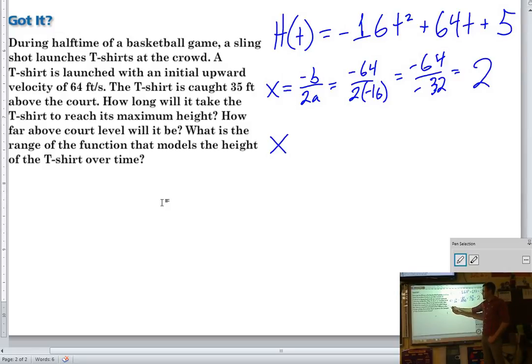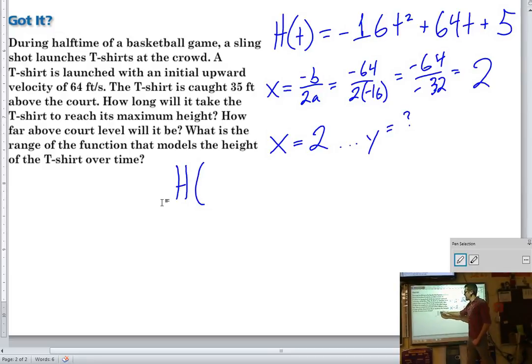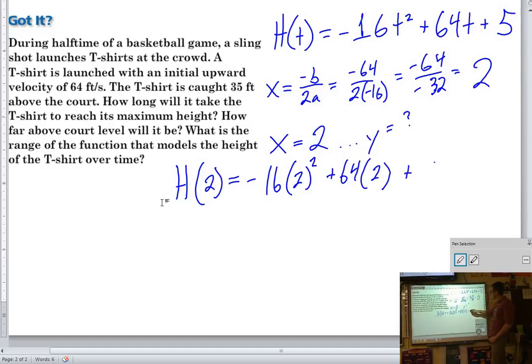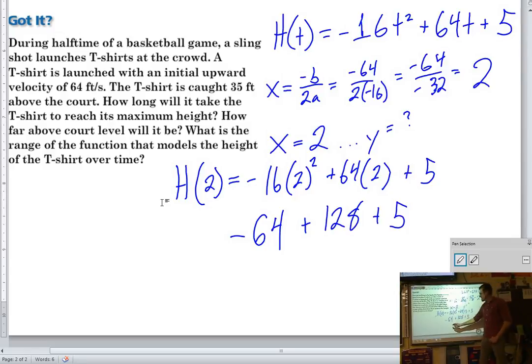Like we just saw on the graph, when x is 2, what does y equal? So I can say my height at 2 is going to be negative 16 times 2 squared, plus 64 times 2, plus 5. What's the answer to that? 2 squared is 4, so this would be negative 16 times 4, negative 64. And then plus 128 plus 5, you get 69, which is how I get that point.